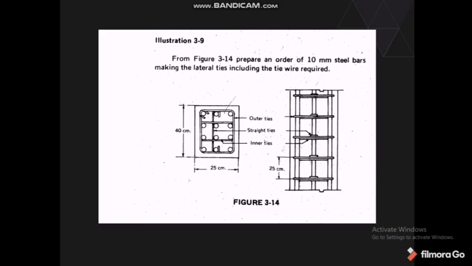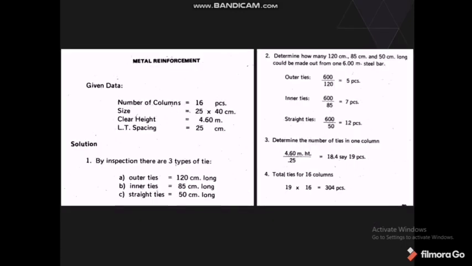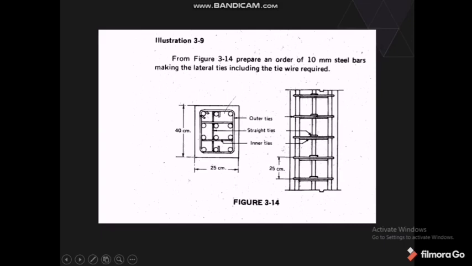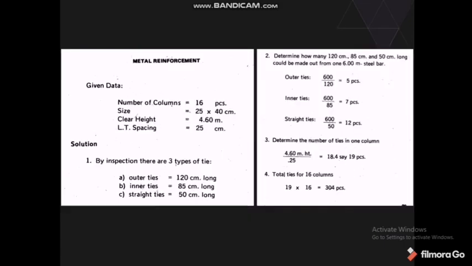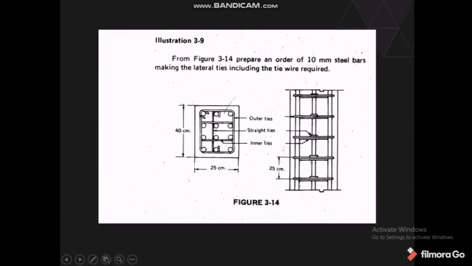So for the solution process, the given data is number of columns. There are 60 number of columns and size is 25 by 40 centimeter. The clear height is 4.6 meters and spacing is, lateral spacing is 25 centimeter. So the first part of solution is by inspection. In this figure, there are three types of tie: the outer ties, the straight ties, and the inner ties.